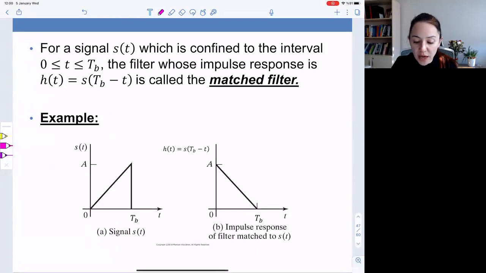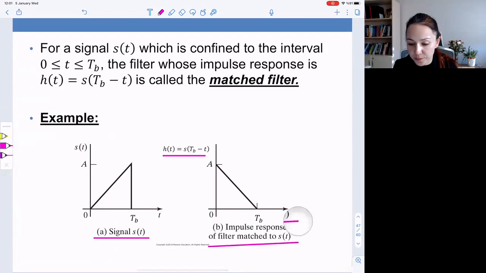So as an example, consider this pulse shape, and the corresponding matched filter impulse response is going to look like this. So this is called a matched filter. Why do we study this? Because we will now show that the output SNR at the output of the matched filter is maximized. So it is the filter shape that maximizes the output SNR.